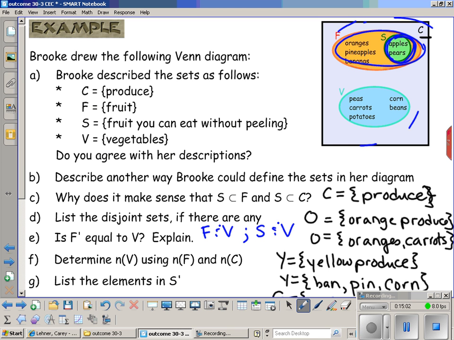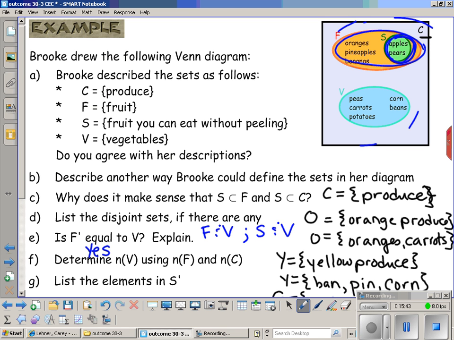The complement of F. So is F prime equal to V? And explain. Remember, the complement is when you take the entire universal set, so in this case, all of our produce, and we look at set F. F is the fruit. So the complement of that would be everything in that universal set that is not fruit. Does that happen to all be vegetables? In this case, yes it is. So yes, the complement of F, or F prime, is equal to V.